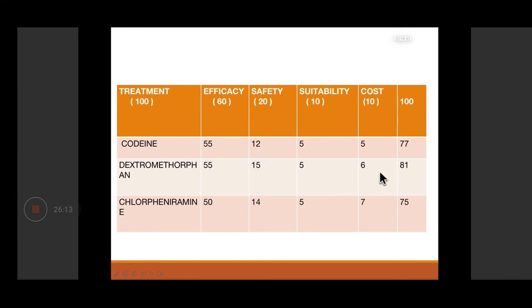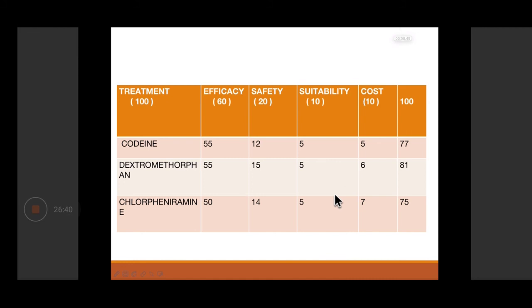In terms of cost, the cheapest is chlorpheniramine, then dextromethorphan, and then codeine. When you do a full scoring, codeine is 77, dextromethorphan is 81, and chlorpheniramine comes out to be 75.